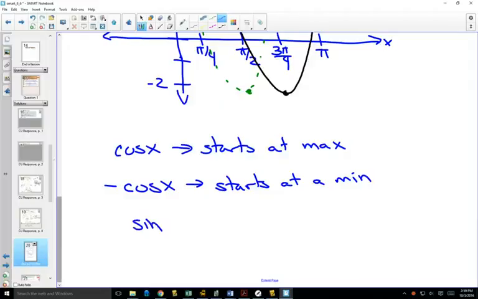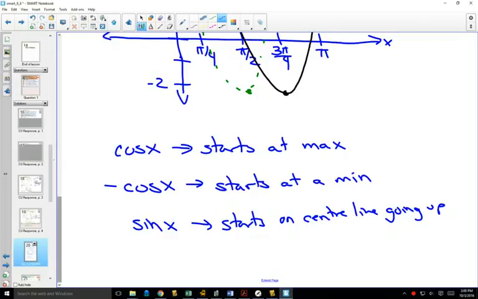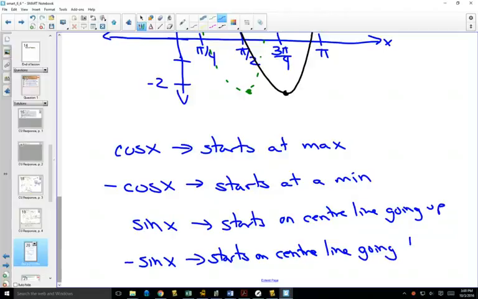Where does a sine graph normally start? Starts on your middle or your center line. Going up, right? So a sine graph normally starts on your center line or your sinusoidal axis going up. So a negative sine graph starts on your center line going down.